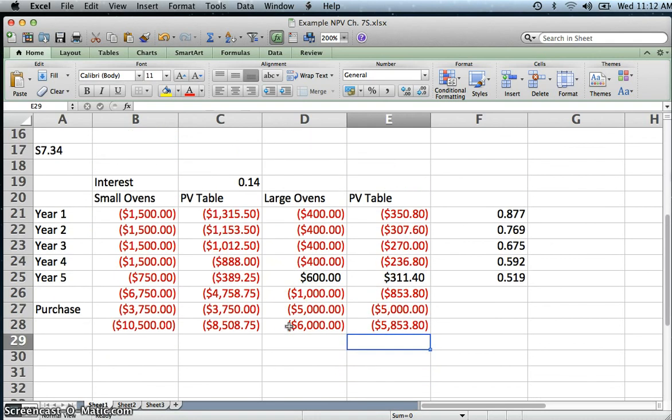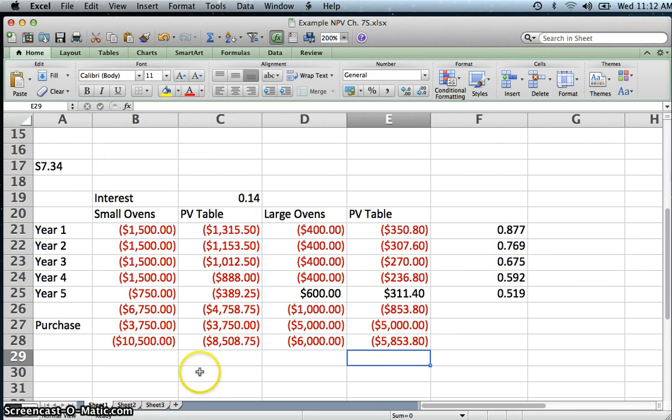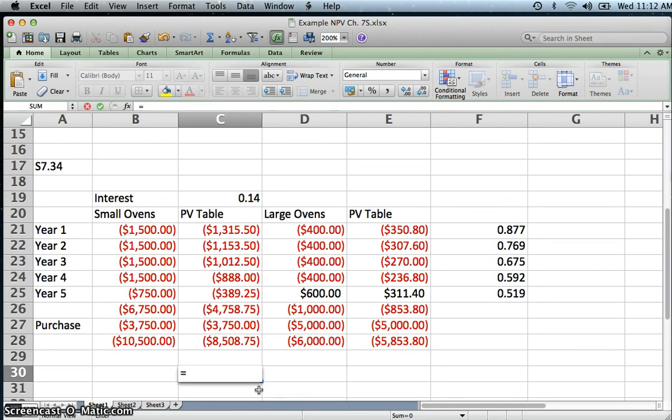Now, I want to show you quickly how to do this in Excel. There is a function built in. It's called net present value. You put equal and NPV, net present value, parentheses, and what it wants is the rate. So we can plug in the rate here. They want it in decimal format, so 14% is 0.14. And then they want the values.